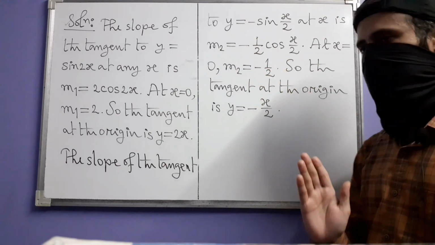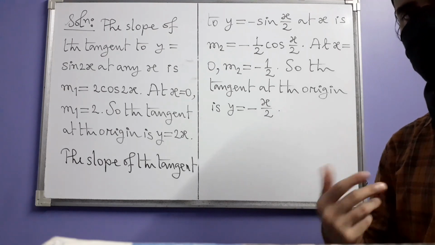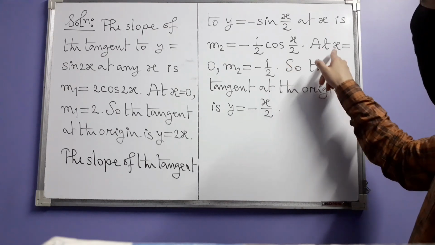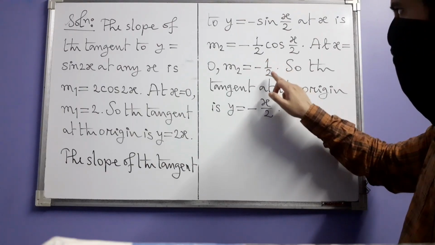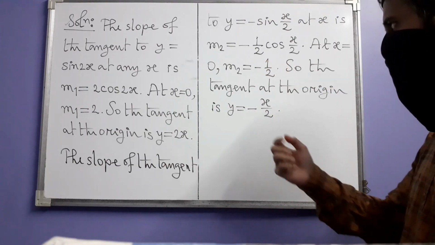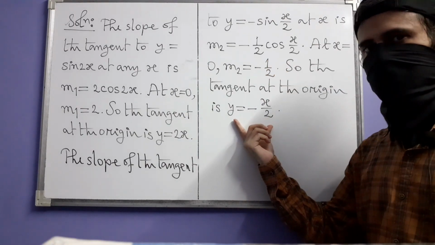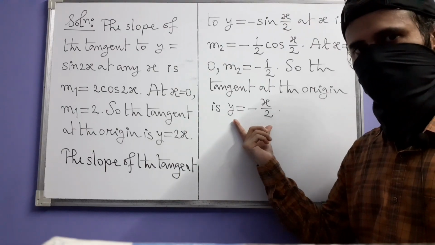That is the slope at any point x, but we want the slope at the origin. So for that we put x equal to 0 here, and that way we get the m2 value minus 1 divided by 2. And so the tangent here is y equal to minus x divided by 2.